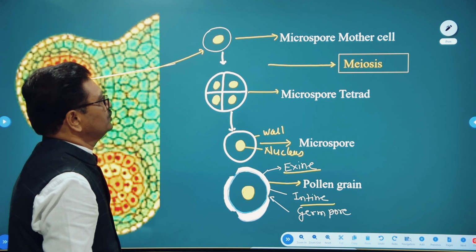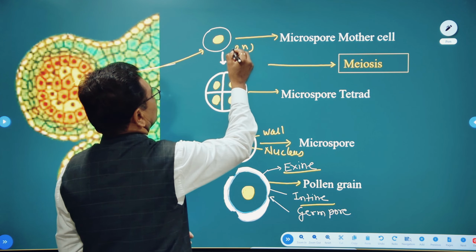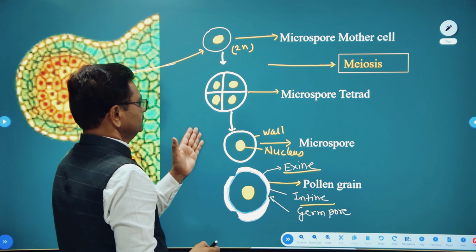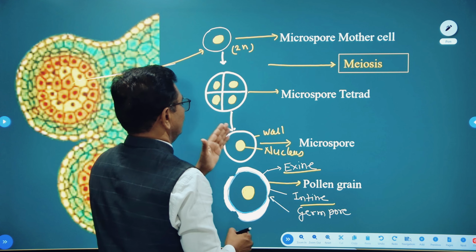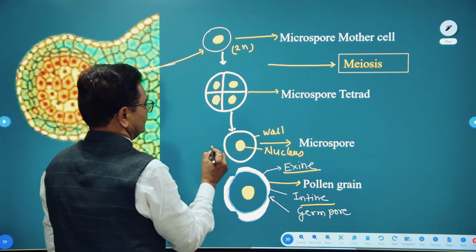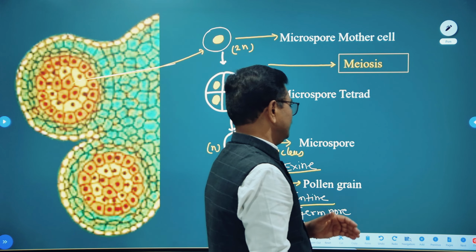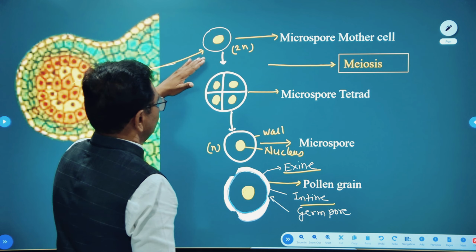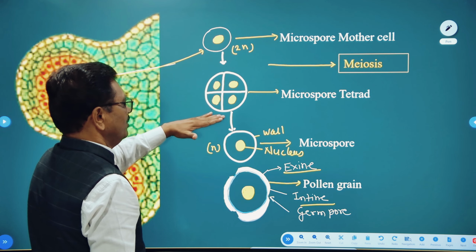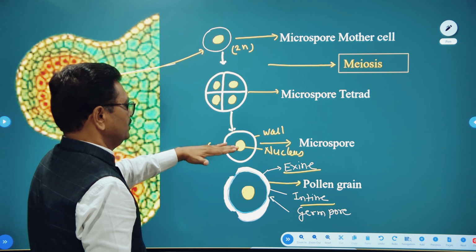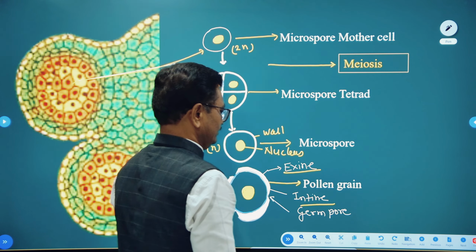the nucleus. So microspore mother cells are diploid, and once they undergo meiosis, they form a tetrad, and a single microspore, if you see, has a haploid number of chromosomes. So this is the initial stage, initial development. The microspore mother cell divides meiotically and forms microspores, and at maturity the microspore develops into a pollen grain, a mature pollen grain.